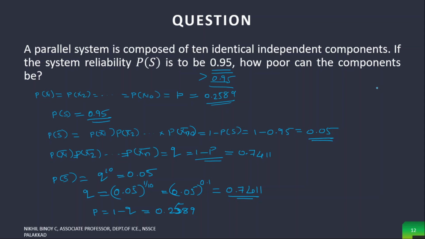Okay. So how poor can the component be? The reliability of the component must not be less than 0.2589.